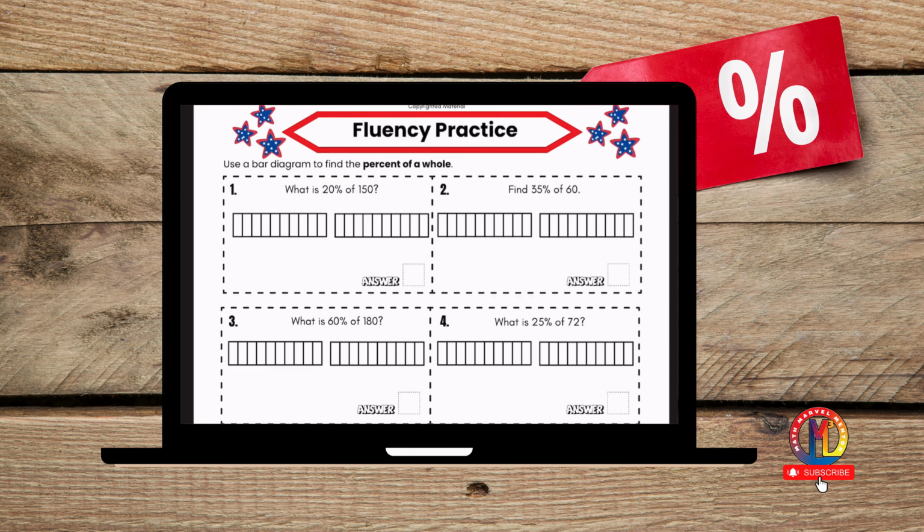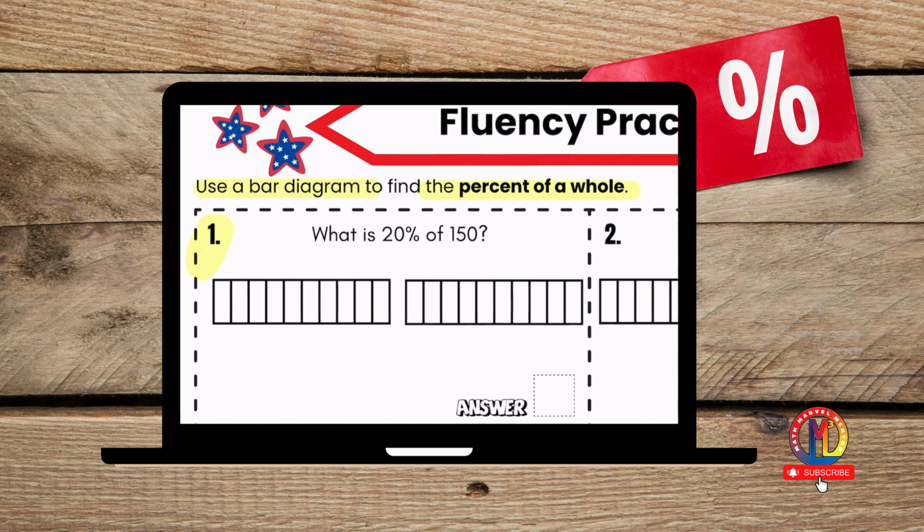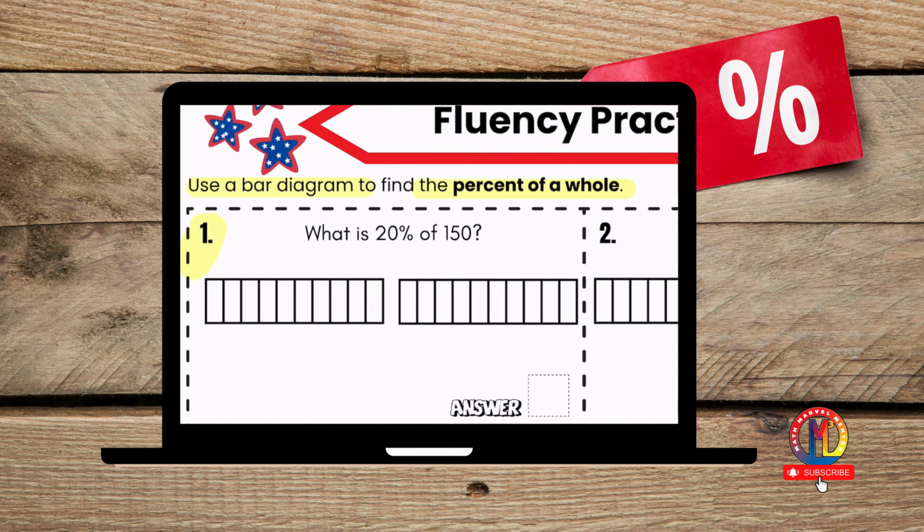Okay, we are going to start here with number 1, and we're going to use the bar diagram to find the percent of a whole. So all of these problems on our page are out of the whole amount. Now, if you've never done percents with a bar diagram, that's okay. And if you were feeling a little confused as I was just going over it, that's why we have to practice, and that's why we're going to do some together. So what is 20% of 150?